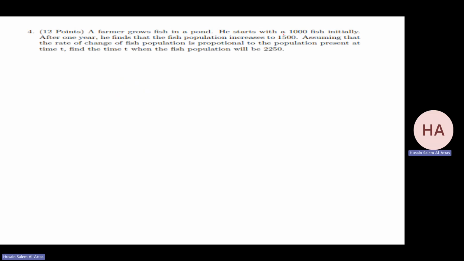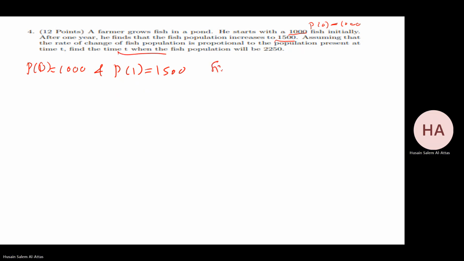A farmer grows fish. He starts with 1,000. This is P0, 1,000. After 1 year, 1,500. So P at 0, 1,000. P at 1 is 1,500. Blah, blah, blah. What does he want? Find T when P of T equal 2,250.